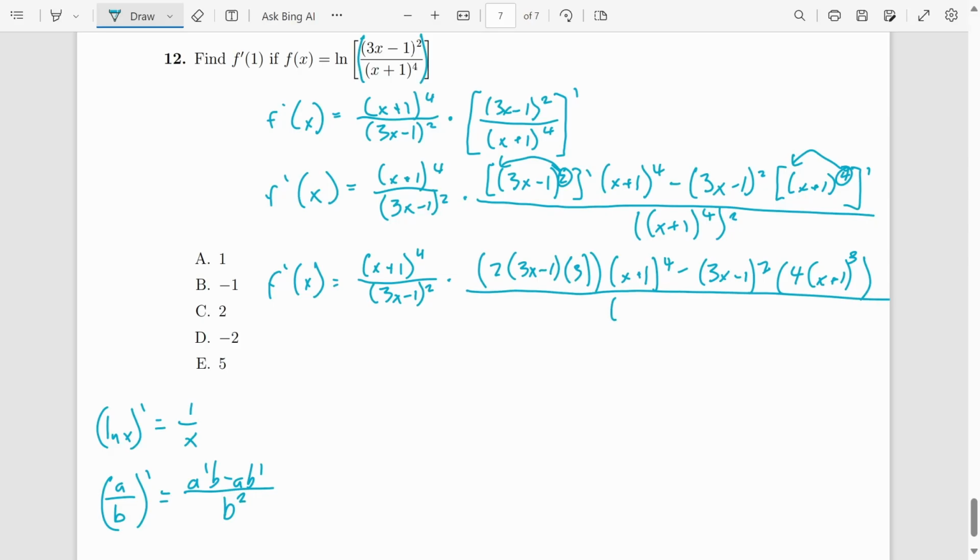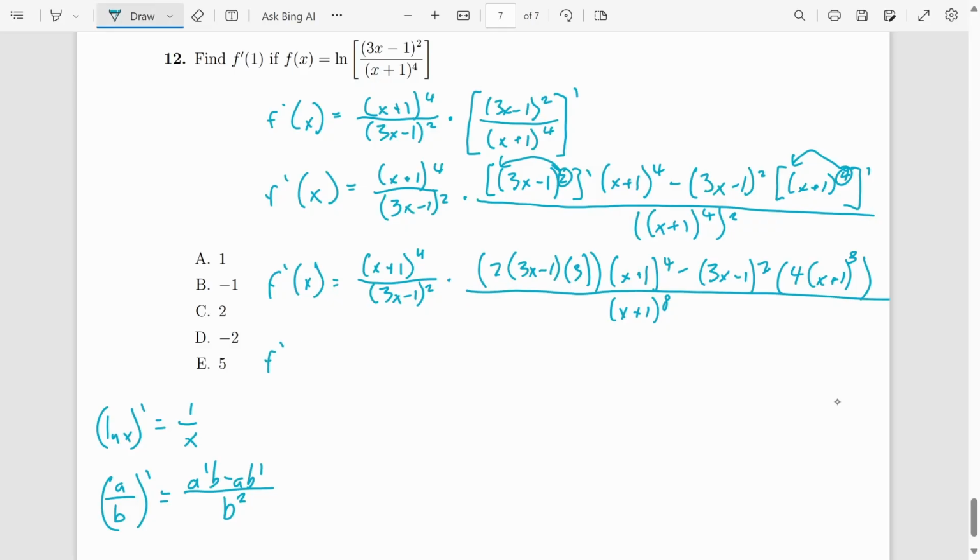And then reiterating, this is all over ((x + 1)^4) squared. That is just the same as (x + 1)^8. And there we go. We have our full derivative now. That is pretty long, and I am not even going to attempt to simplify that. I'm sure you could, but for simplicity, we're going to leave it like that and just plug in 1 for all of these x's now, so we can avoid a lot of work for ourselves.